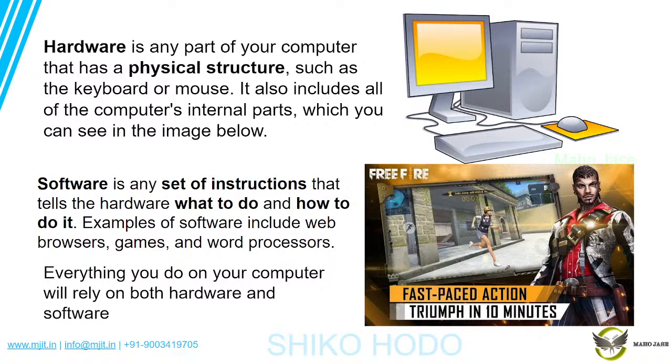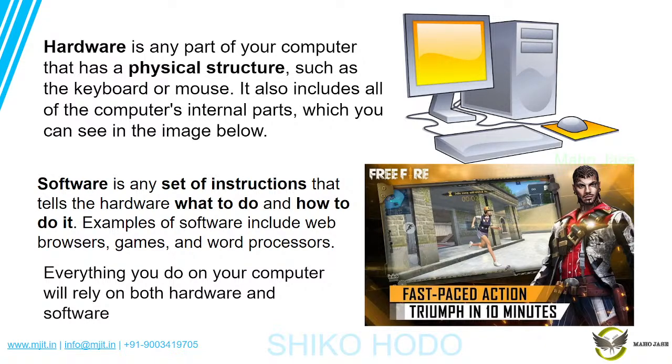And then what is software? A software is a set of instructions that tells the hardware what to do. That means we are giving some instructions, like in the previous video, the little schoolgirl was giving the instructions to the chick to move up and down. So that was the instructions. In this way you can understand what software is. A software is a set of instructions that tells the hardware what to do and how to do it. Examples are web browsers, games, and word processors.